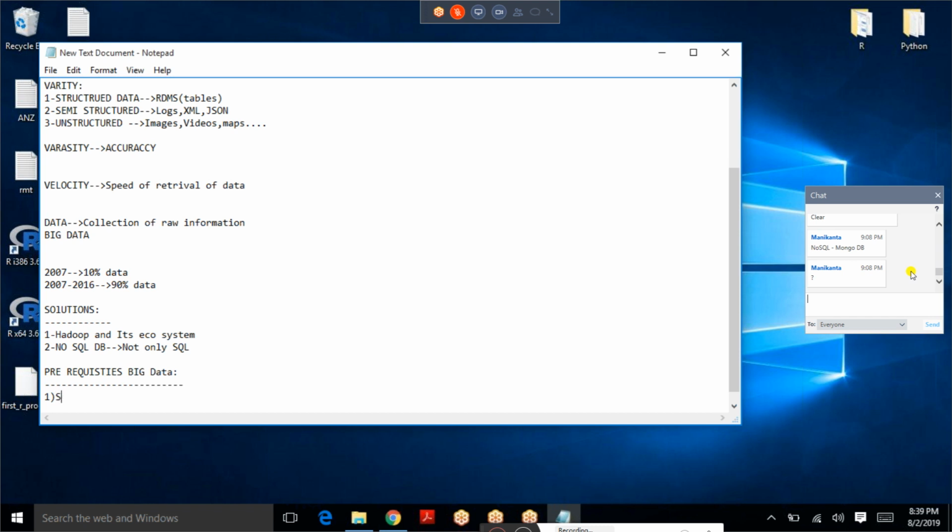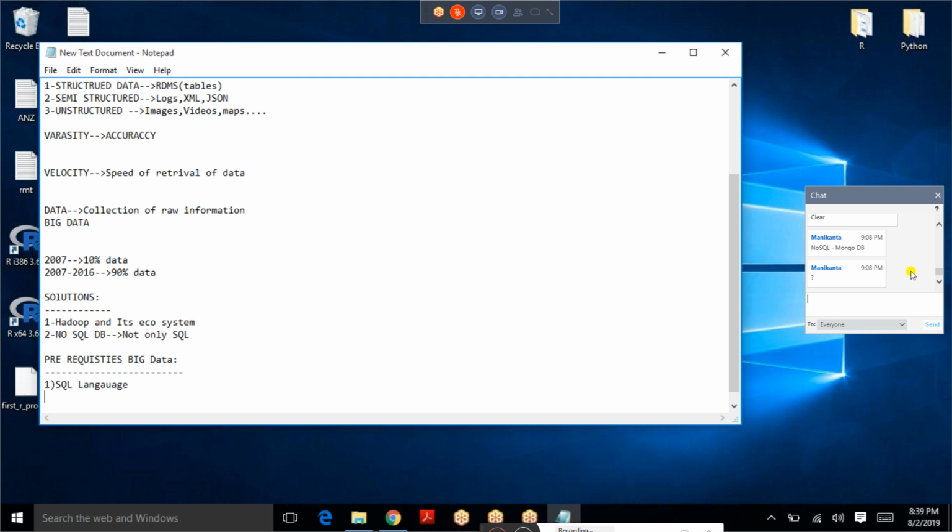We're not going to use SQL directly, but the SQL language is going to be a base for us. If you want to write Hive queries or any other queries, the SQL commands are going to be a prerequisite. The next prerequisite is core Java. For writing programs in Hadoop, we generally use MapReduce programs, and those are implemented using Java. That's the reason we need to know Java as well.